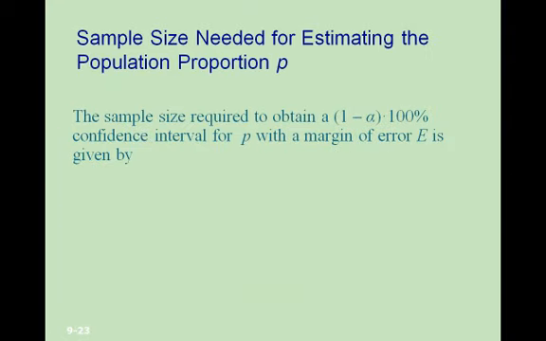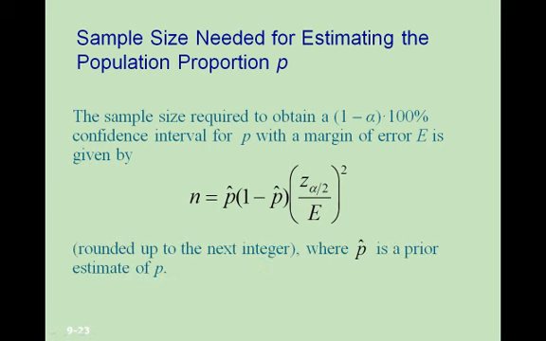So when calculating the sample size required to obtain a confidence interval for p with a margin of error E, it's given by this formula here: p hat times 1 minus p hat times z alpha over 2 divided by E, quantity squared. And this is important. It is rounded up to the next integer, where p hat is a prior estimate of p. So remember that we always round up, no matter how small the decimal is, we'll always round up to the next whole number.